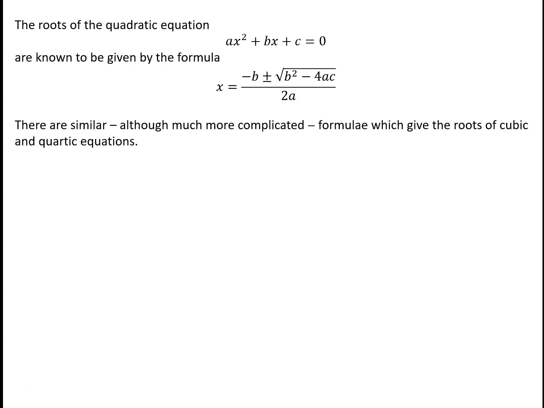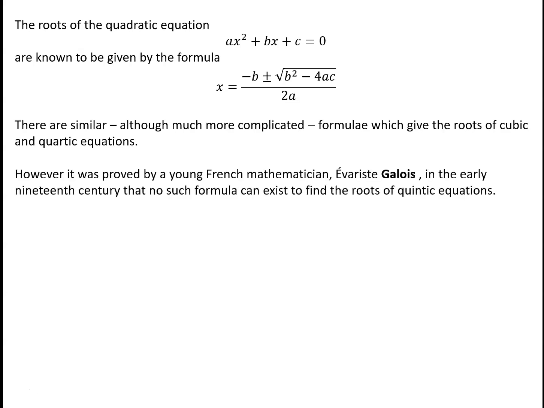In an amazing piece of mathematics, a young French mathematician, Évariste Galois, in the early 19th century proved that no such formula can exist to find the roots of quintic equations. So even for an equation as simple as a polynomial equation of degree 5, there is no formula which is guaranteed to give us the roots, which means that we have to resort to some sort of numerical process to find the roots of such equations.